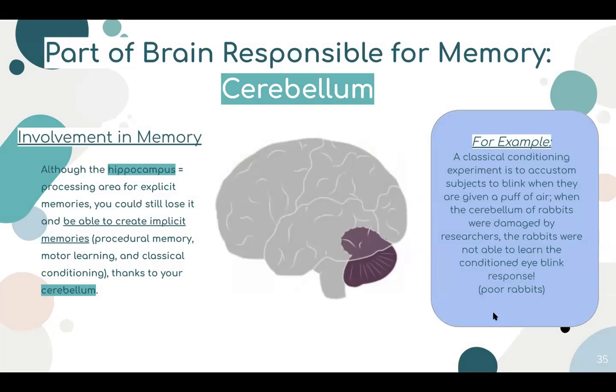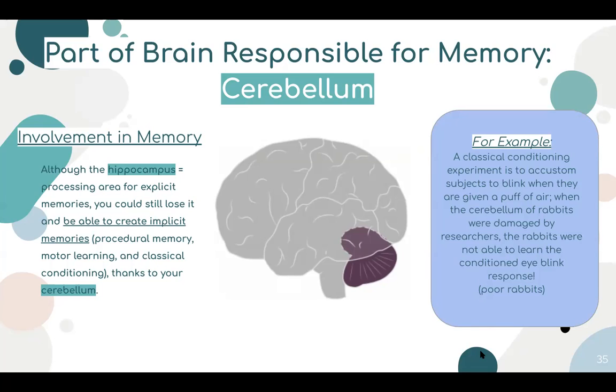So again, another part is the cerebellum, and how this is involved in memory is kind of being able to create implicit memories. So the hippocampus processes explicit memories, and you can still lose them, and be able to create implicit memories. So basically procedural memories, motor learning, classical conditioning, associations, all kinds of things. So a classical conditioning experiment is to accustom subjects to blink when they are given a puff of air. This is normally done with rabbits.